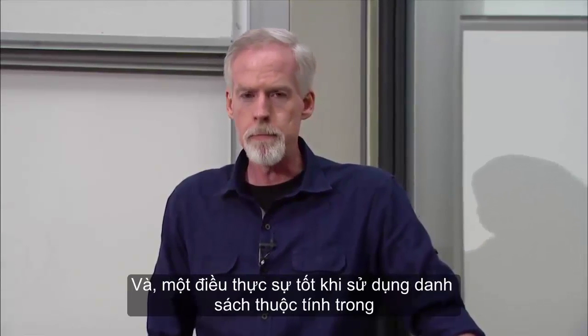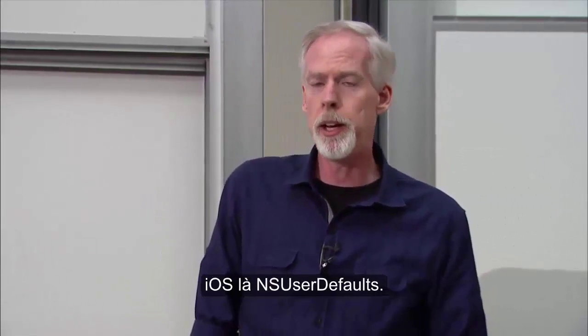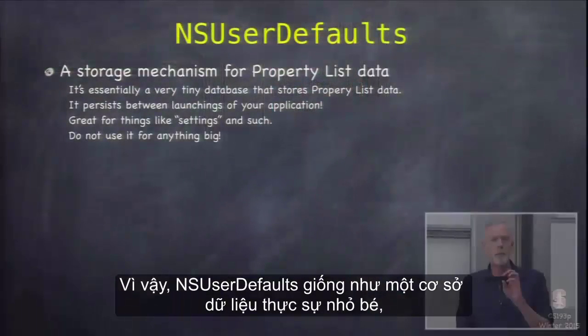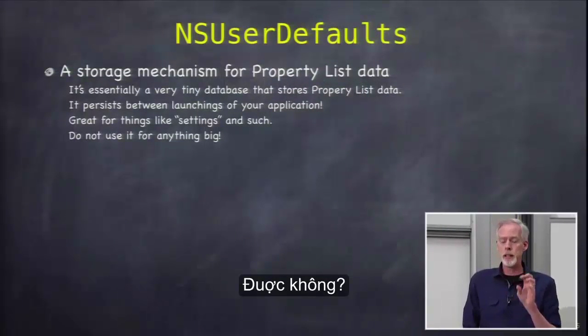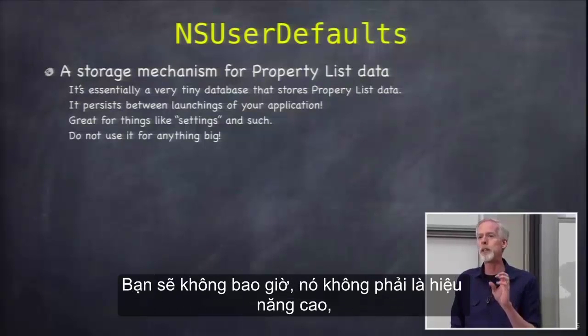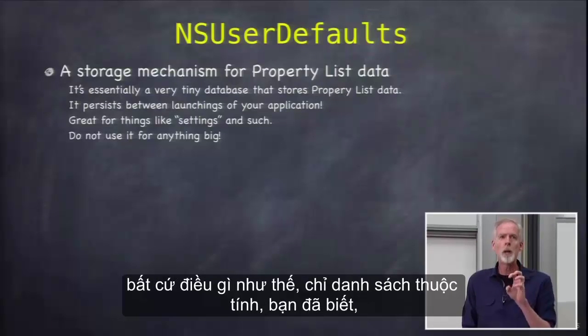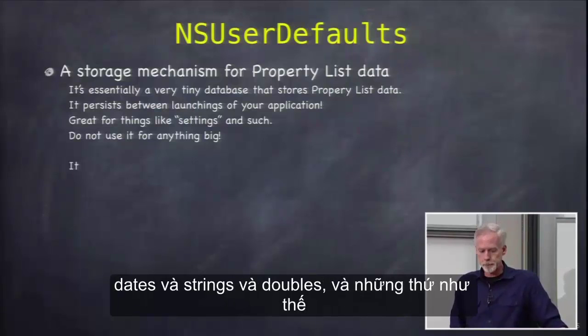And a really good use of property list in iOS is NSUserDefaults. NSUserDefaults is like a really tiny little database, and it only knows how to store property lists. Okay? And it's really for things like settings and preferences, stuff like that. It's not high performance. You would never use it for big things like images or anything like that. Just property lists, you know, dates and strings and doubles and things like that.